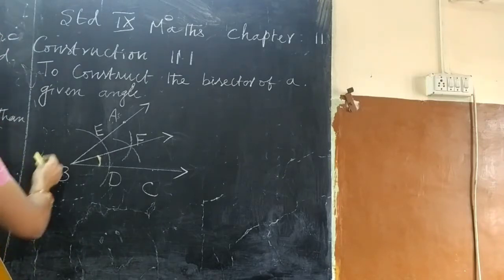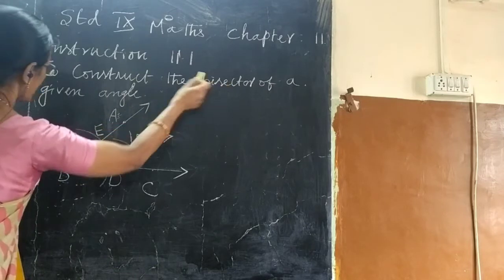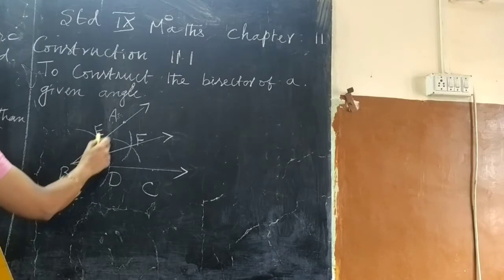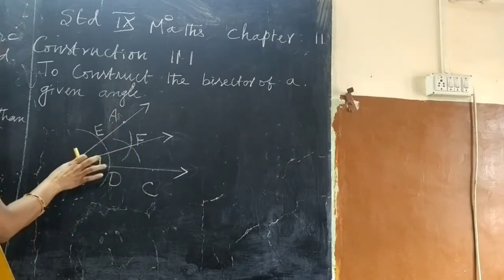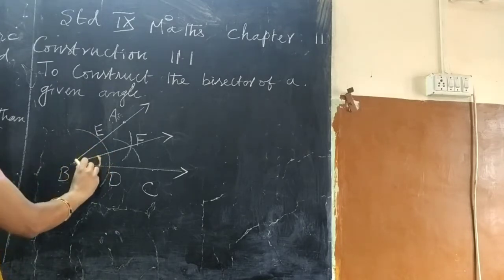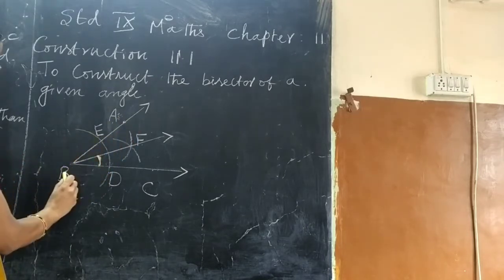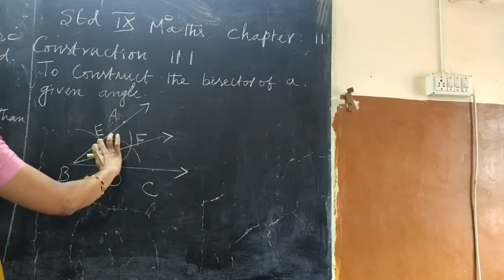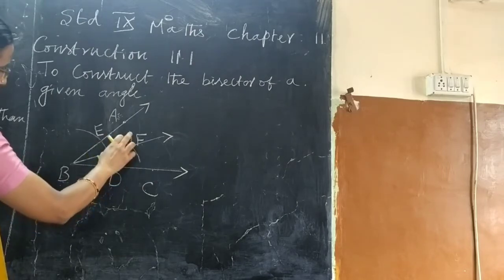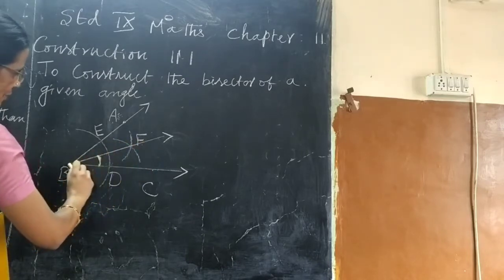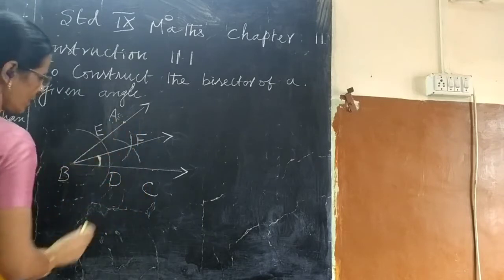Let us understand again. The question is to construct the bisector of a given angle. We are given angle ABC. We are supposed to bisect the angle ABC. So B center and any convenient radius, we have drawn an arc. This arc intersects AB at the point E and intersects BC at the point D. Now taking D and E as centers and radius more than half the length of DE, we have drawn two arcs to intersect at the point F. Now complete the ray BF. BF is the bisector of angle ABC.